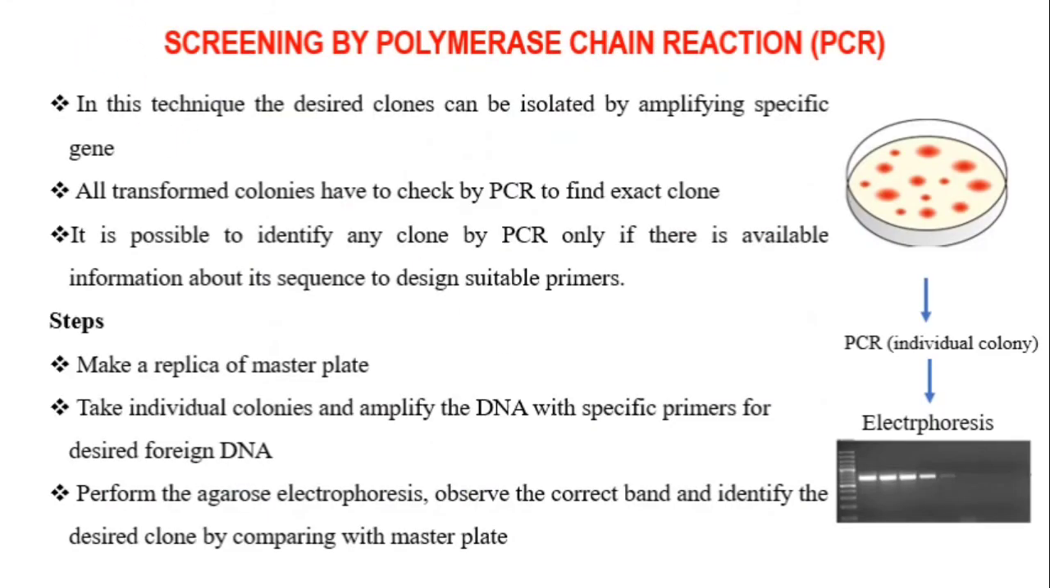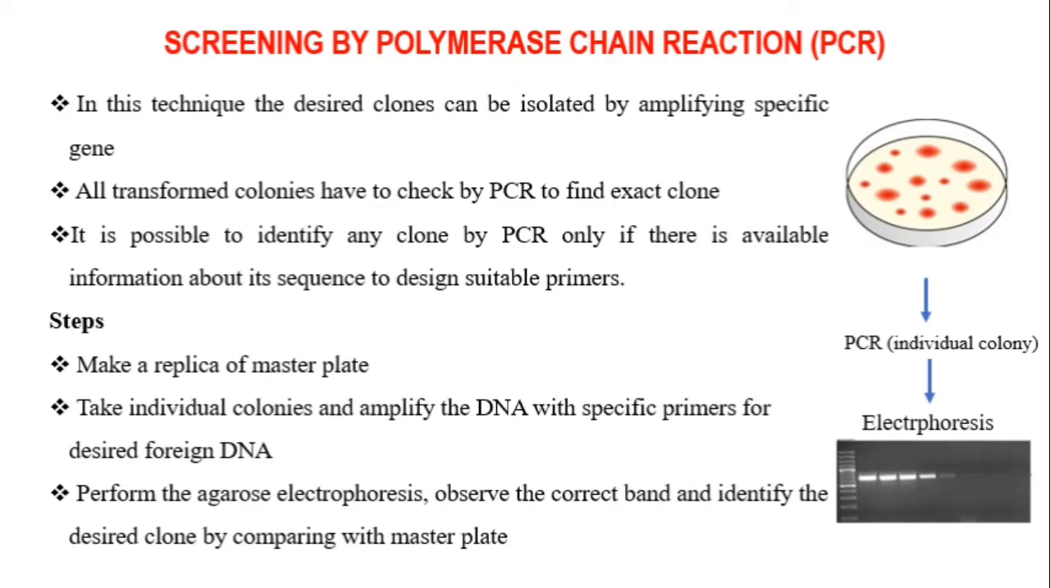The next technique is screening by polymerase chain reaction, that means PCR. In this technique, the desired clone can be isolated by amplifying specific genes. Here we will amplify the specific gene, our desired gene, in this technique.